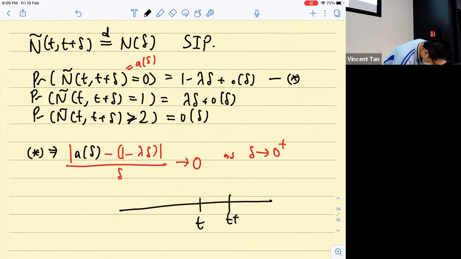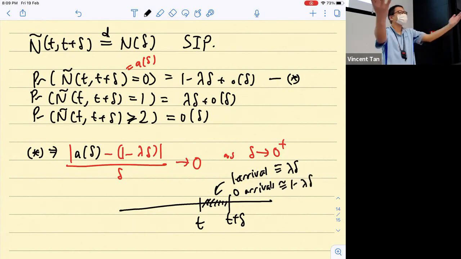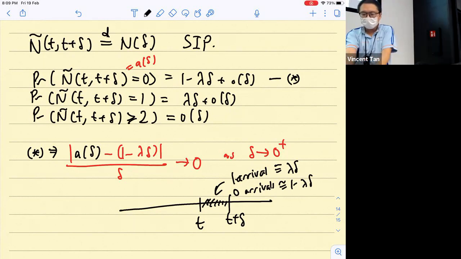T plus delta. This interval is very small. The chance that there's one arrival here is equal to lambda delta. 0 arrivals, approximately, is 1 minus lambda delta. So what is left? Nothing left. So you cannot have more than or equal to 2 arrivals because there's no more probability left, right? So that's what these 3 equations are saying. Okay?